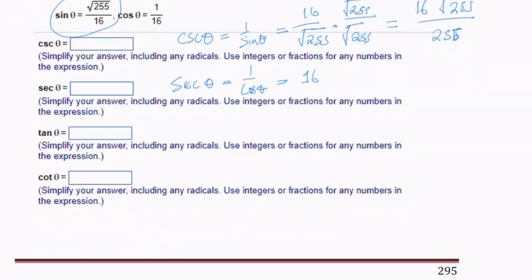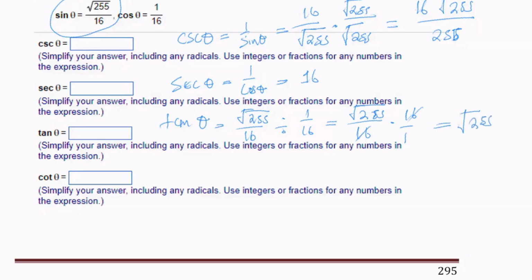What about tan theta? So we know that tan theta is sine theta over cosine theta. So 255 over 16 divided by 1 over 16. Then I take the reciprocal of that, 255 over 16 multiplied by 16 over 1. So 16 and 16 go, I remain with the square root of 255.